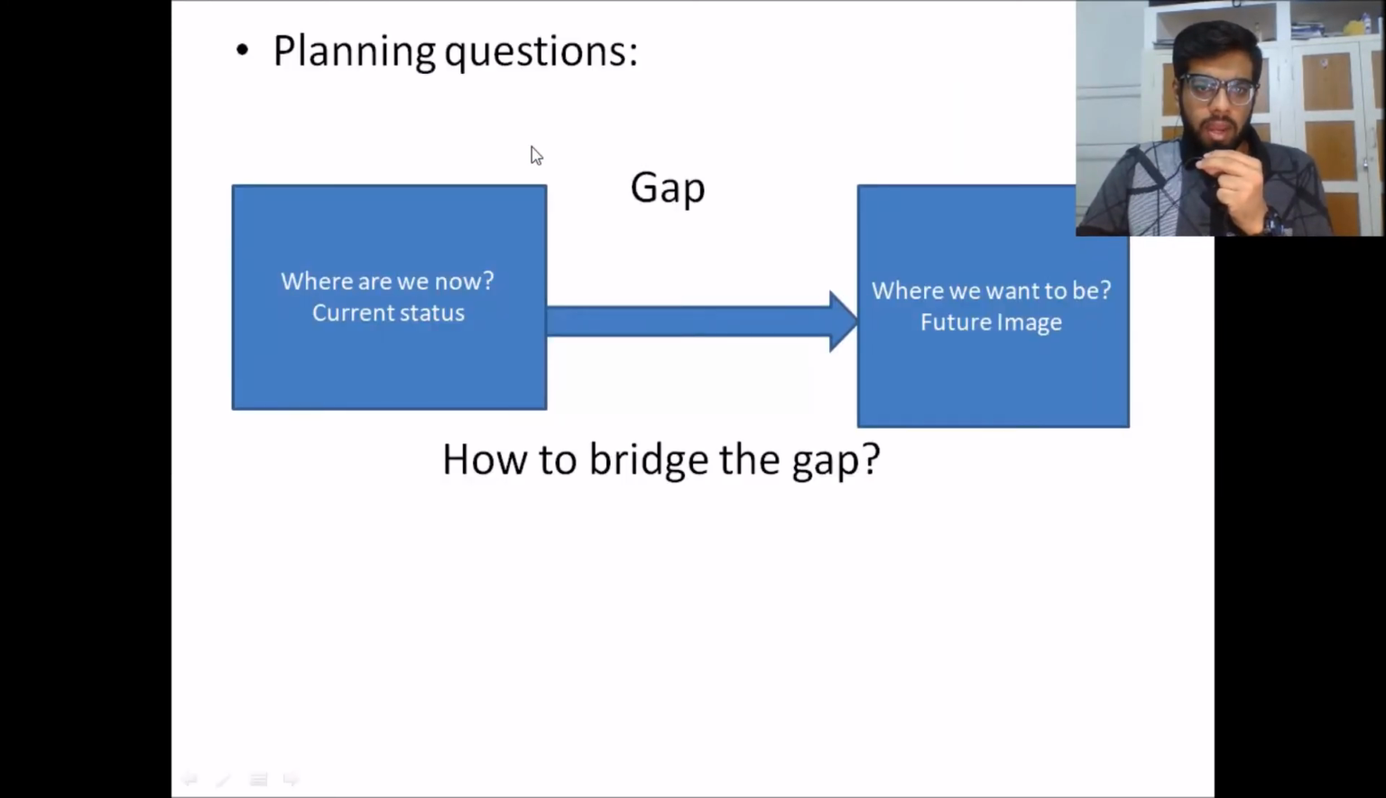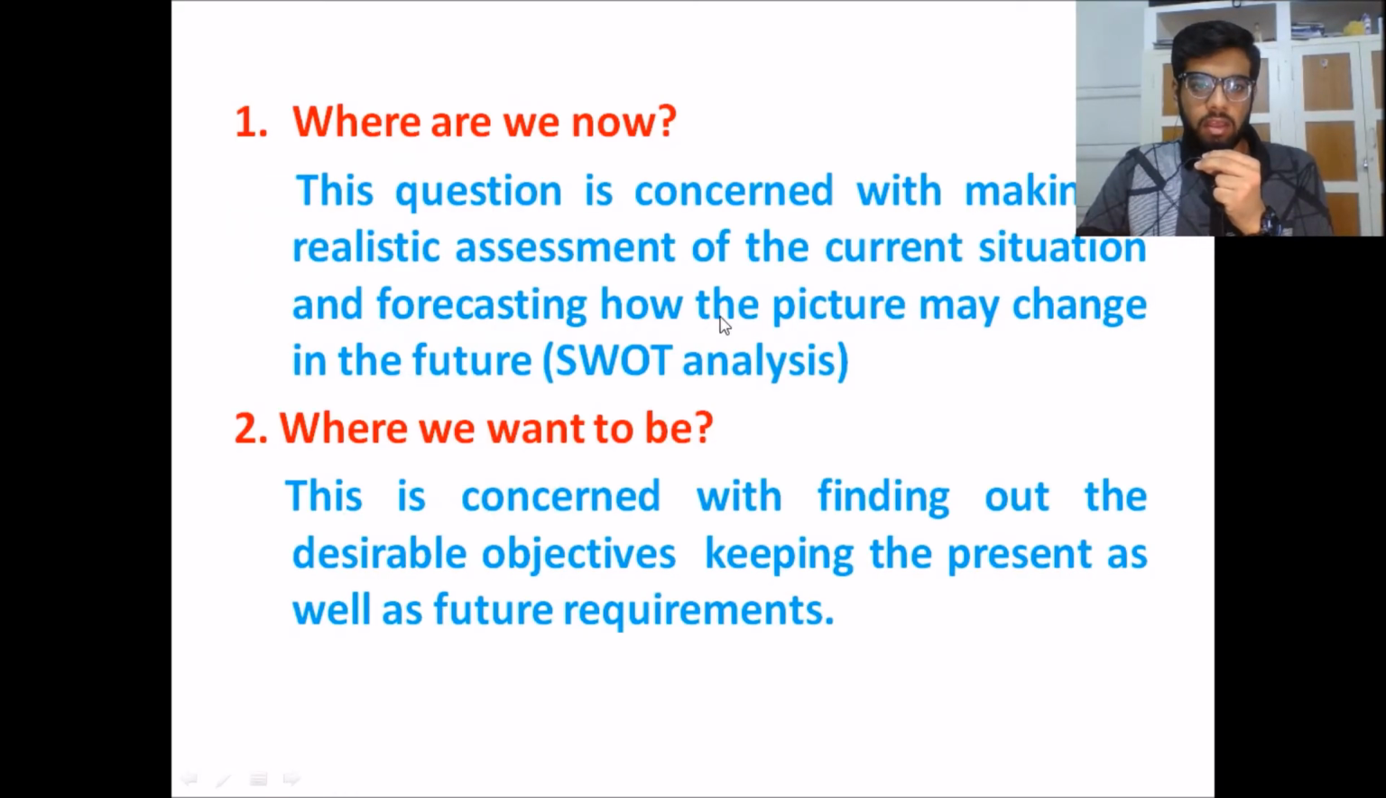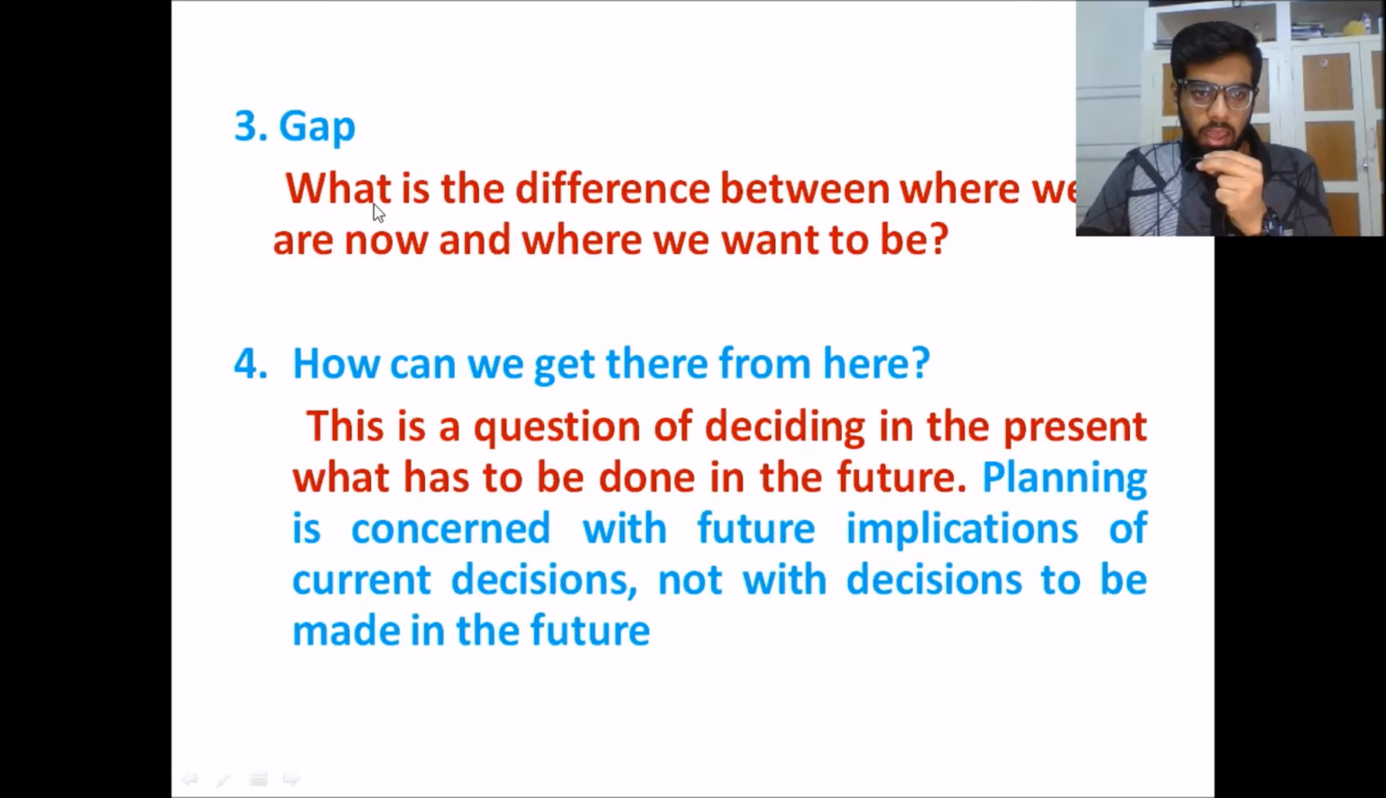In planning, some questions may arise. That is, where are we now? That is the current status. And where do we want to be? That is our future image. Now this gap needs to be bridged, and this can be done with the help of good planning. The difference between where we are now and where we want to be is the gap, and it needs to be bridged.